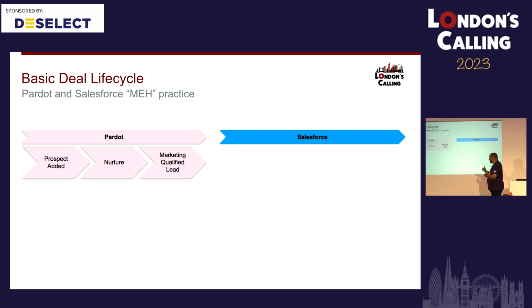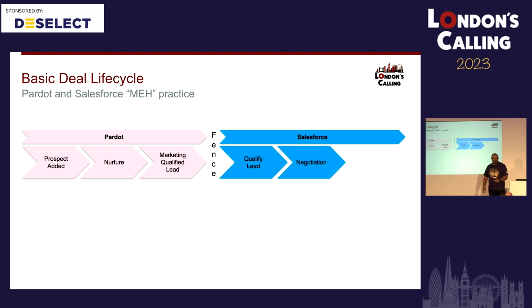Then, hopefully you qualify that lead. It becomes a marketing qualified lead. And you know what happens after you qualify the lead? You throw it over the fence. It gets thrown over the fence. It's not my problem anymore. And it goes over to Salesforce. Salesforce then looks at it and says, I'm going to qualify that lead. So you look at that in Salesforce, you qualify the lead, goes into negotiation, and then you make a sale. Do you know what happens after you make a sale?